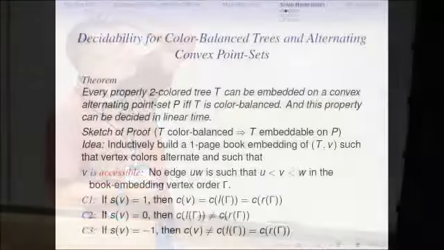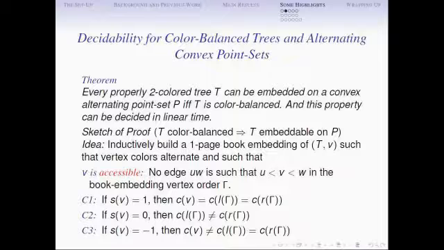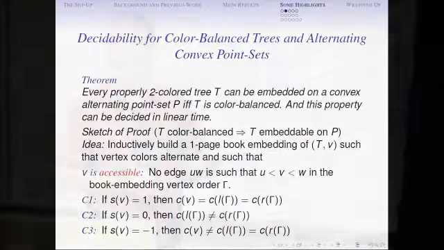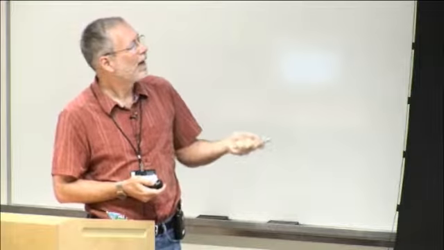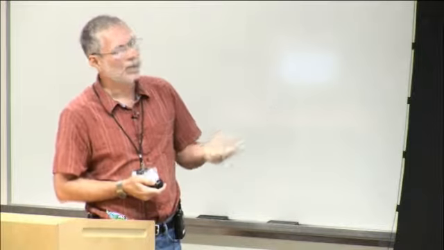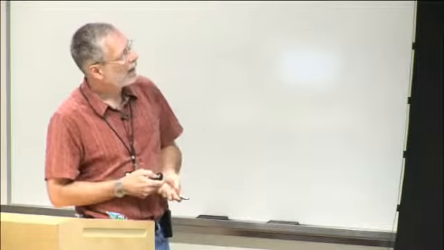So I'd like to give you an idea behind the proof of the following theorem. This says that any properly 2-colored tree can be embedded on a convex alternating point set if and only if the tree is color balanced, our previous definition. And you can check that color balance property pretty quickly. And I want to talk about why color balanced implies embeddable. And the idea here is pretty simple.